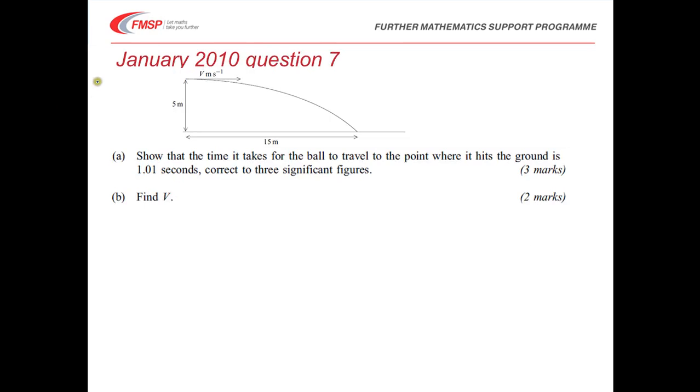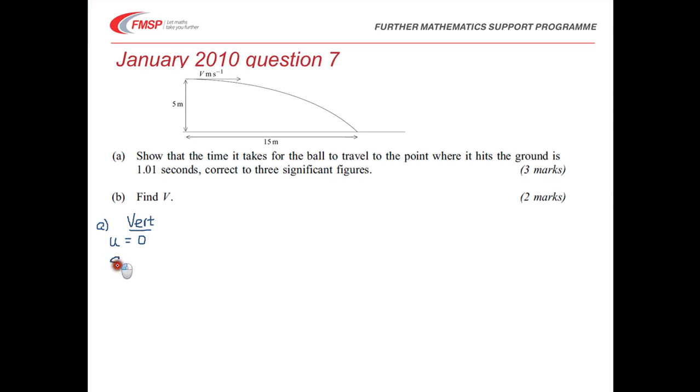So let's have a look then at the beginning. So we have horizontal and vertical motion. And in part A, we're really only interested in the vertical motion. So let's think about what's happening vertically. So vertical motion, it's horizontally projected, so that means there is no vertical component to the velocity.